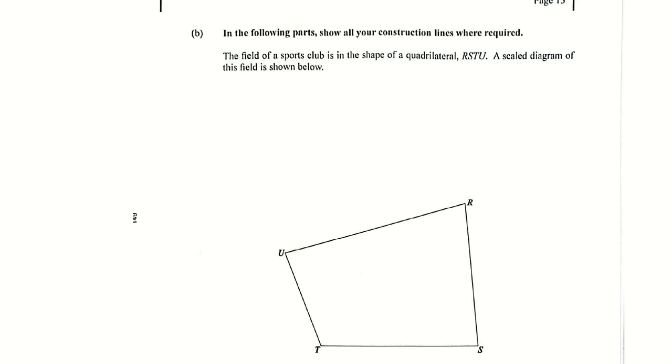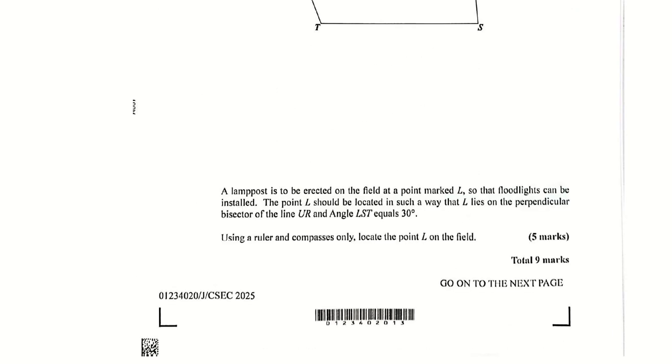Right? So now we're going to look at a lamppost is to be erected on the field marked point L, so floodlights can be installed. The point L should be located in such a way that L lies on a perpendicular bisector of UR and angle LST equals 30. Using a compass and ruler only, locate the point L on the field.